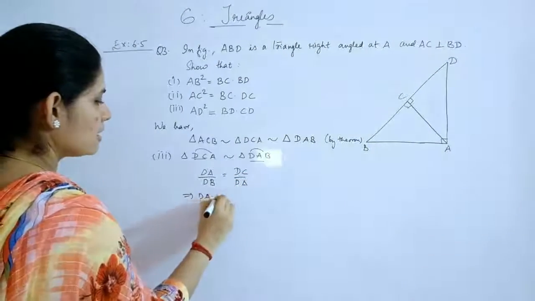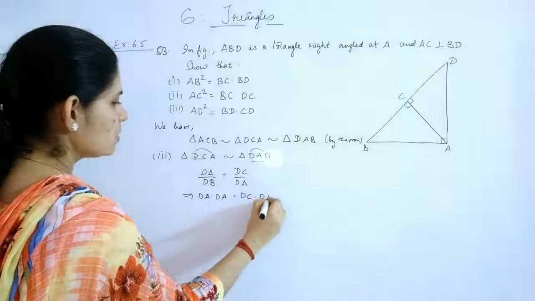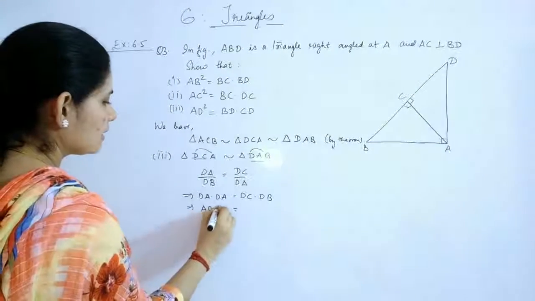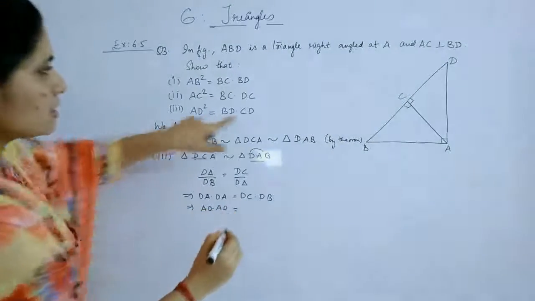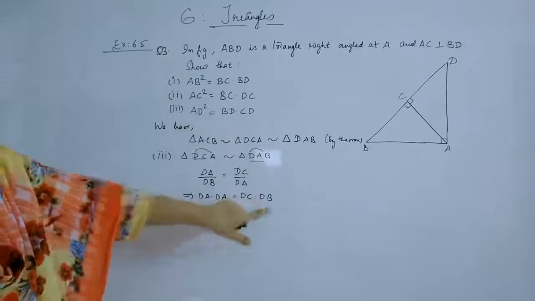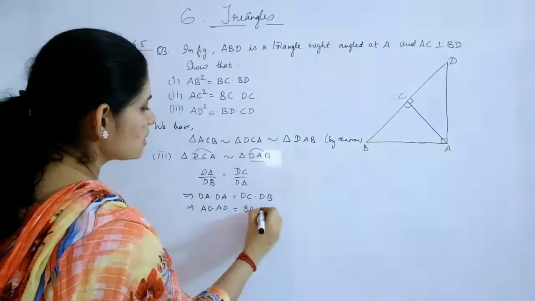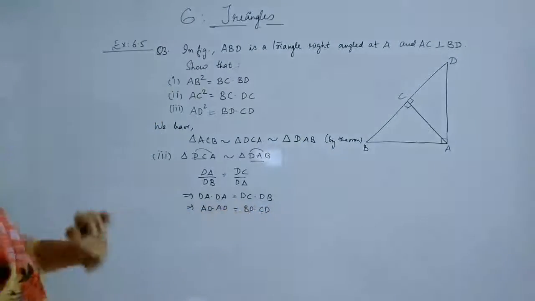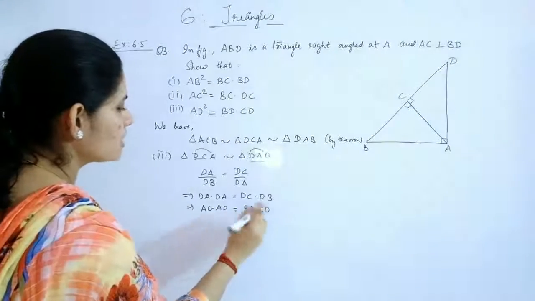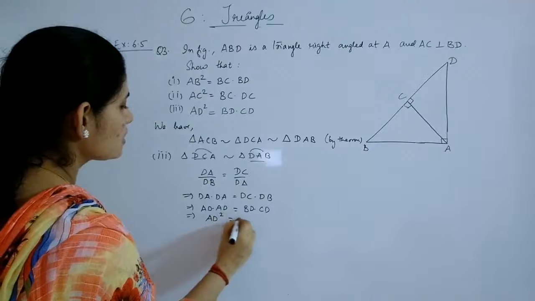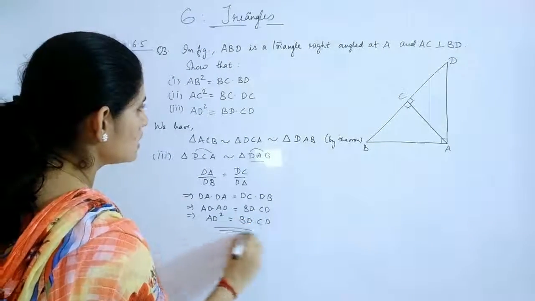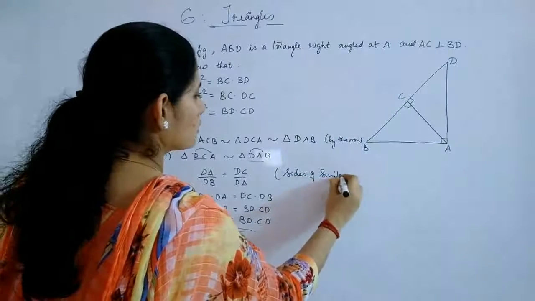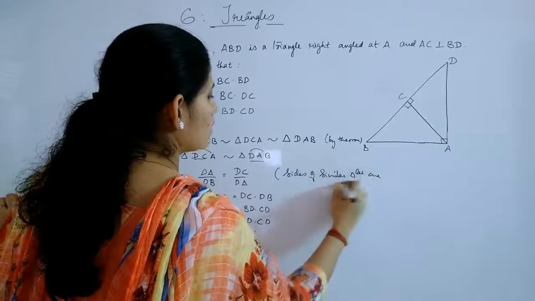That is DA into DA is equal to DC into DB. Now you just see, you have to get this to be AD. Write it as AD into AD, and DC is CD and DB is BD. So DB can be written as BD and DC can be written as CD, right, according to the requirement of the question. So this will give you AD square is equal to BD into CD. Okay, the reason again is the same: sides of similar triangles are proportional.